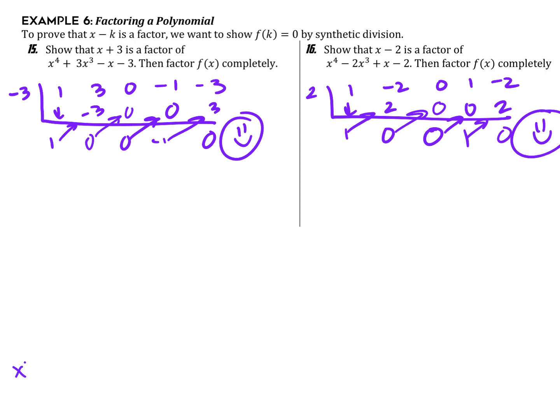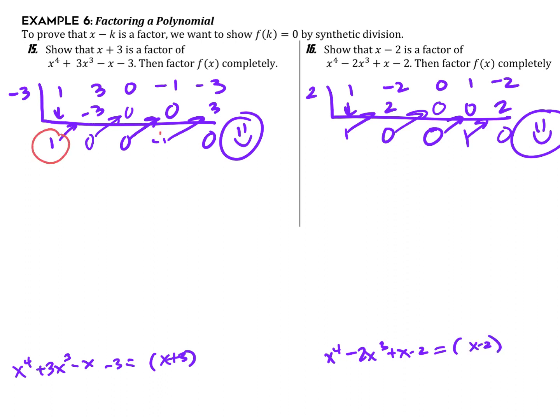So what we have said so far is that x to the 4th plus 3x to the 3rd minus x minus 3 has one factor, which is x plus 3. Similarly, over here, x to the 4th minus 2x to the 3rd plus x minus 2 has a factor of x minus 2. Now, let's see if we can factor what's left.